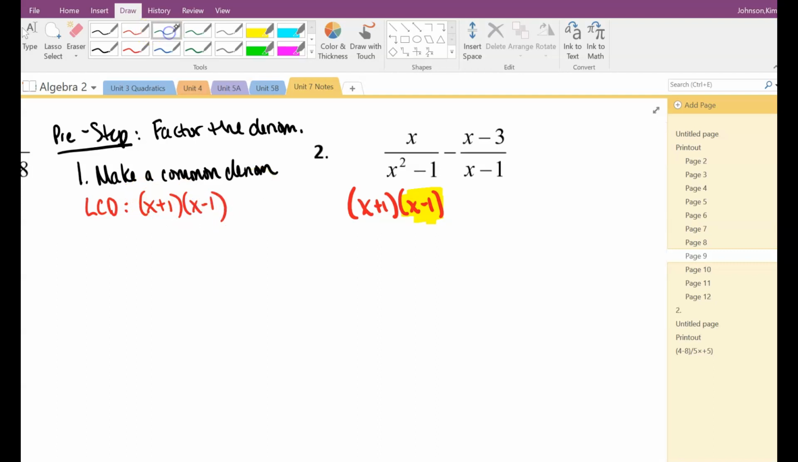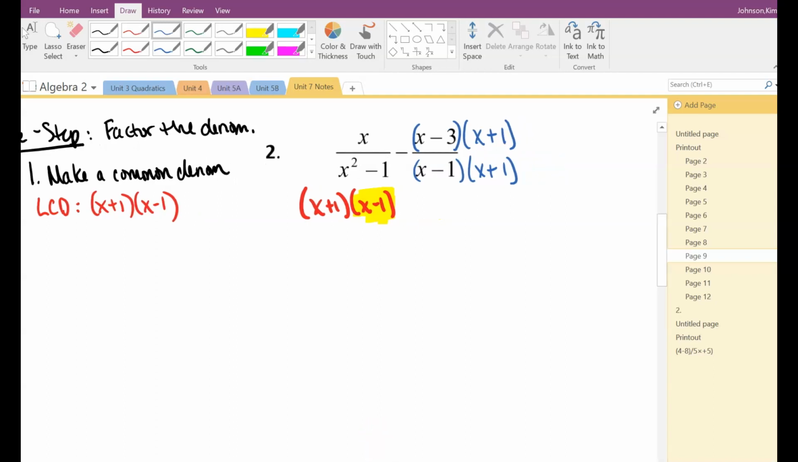So the right fraction needs a factor of x plus 1. Now I'm going to wrap that in parentheses. And this x minus 3, I'm going to also wrap in parentheses because I'm multiplying the entire numerator by the quantity x plus 1. And so I want to make sure that I don't forget to multiply that expression out and end up doing a binomial by a binomial. So then I have my common denominator.